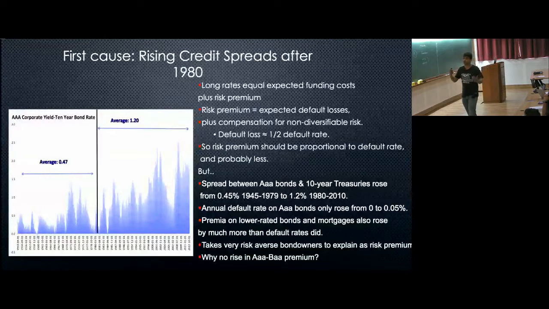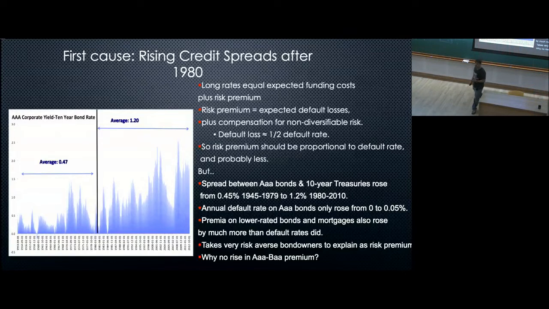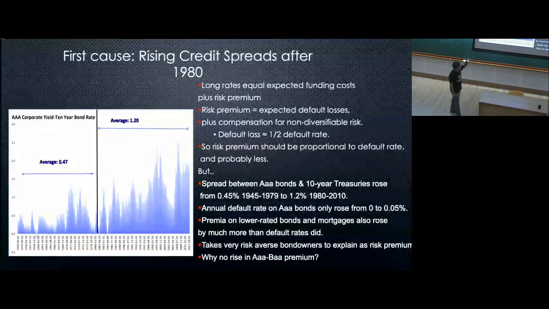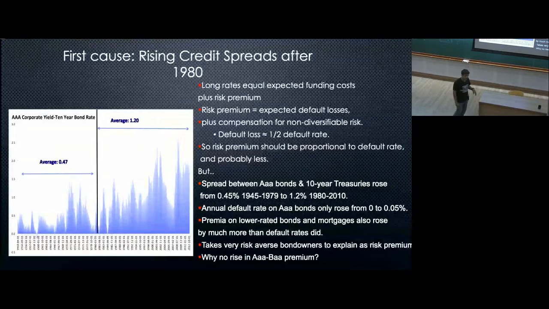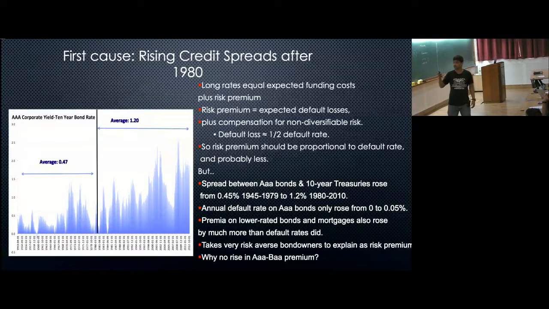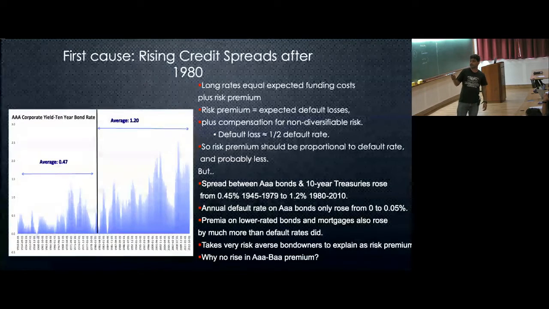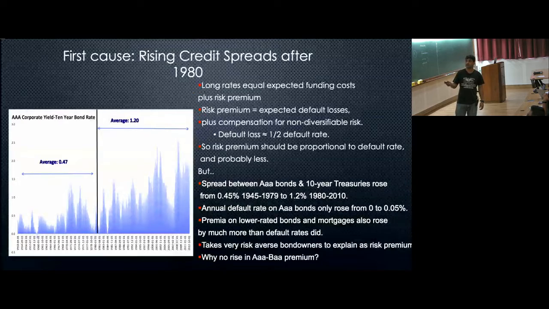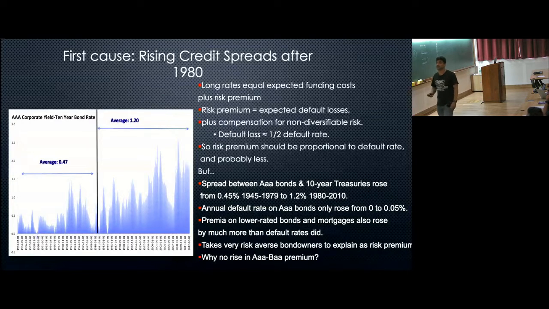All right. So this might be a cause, right? We might be thinking that one of the reasons that you have an increase in the spreads is that credit spreads have increased after 1980. That could be one of the hypotheses. Well, you can actually analyze this by looking at the AAA corporate yield versus the 10-year bond rate, right? So this is a measure of the credit spread.